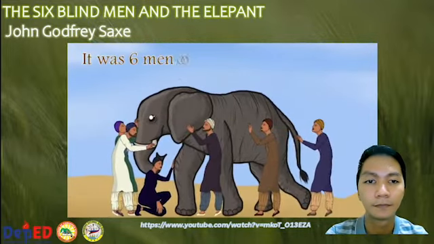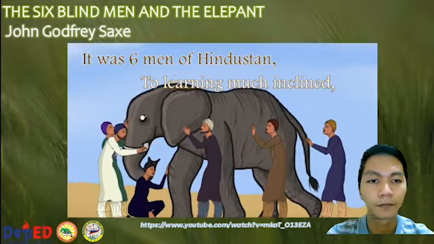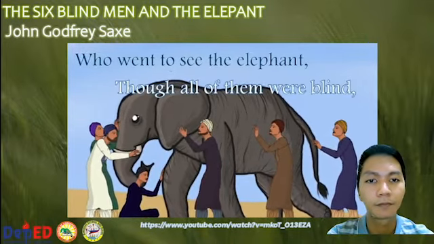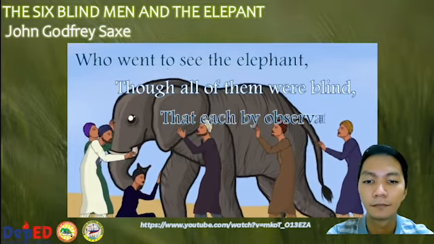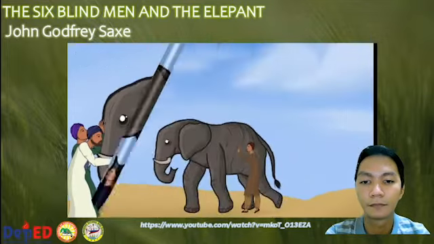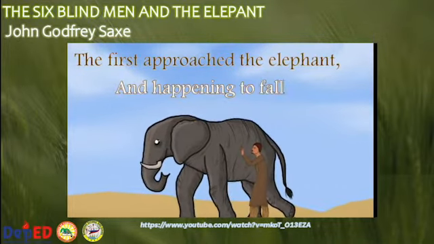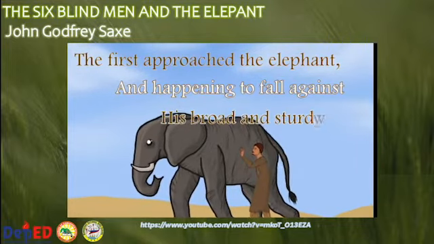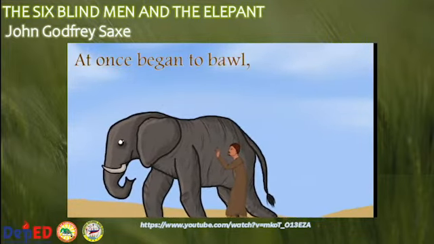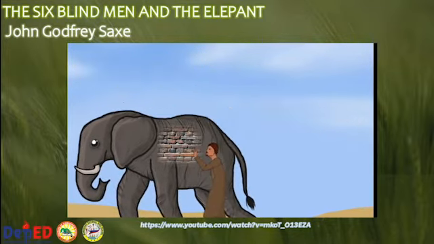It was six men of Hindustan to learning much inclined, who went to see the elephant, though all of them were blind, that each by observation might satisfy his mind. The first approached the elephant, and happening to fall against his broad and sturdy side, at once began to bawl, "God bless me, but the elephant is very like a wall."